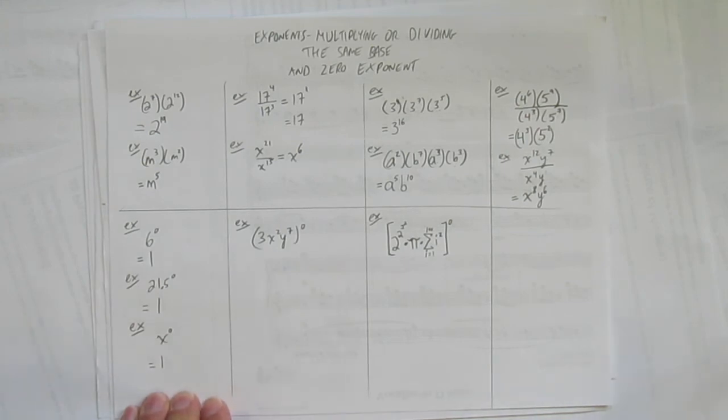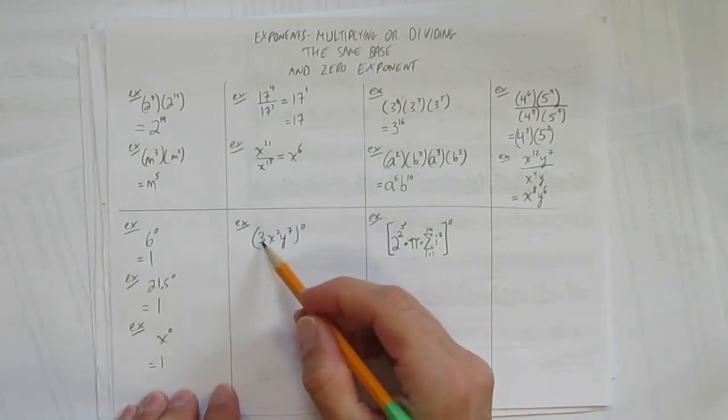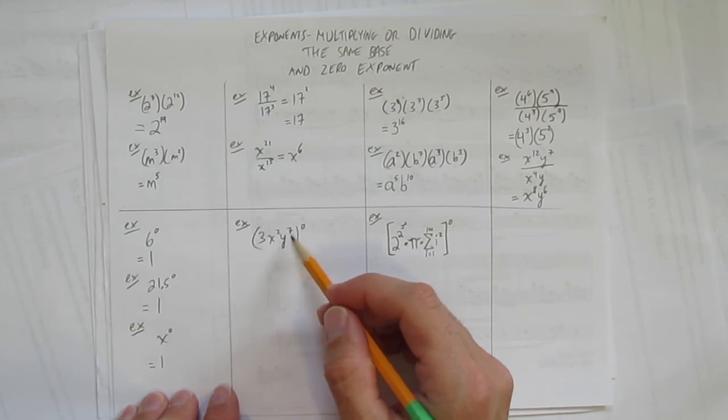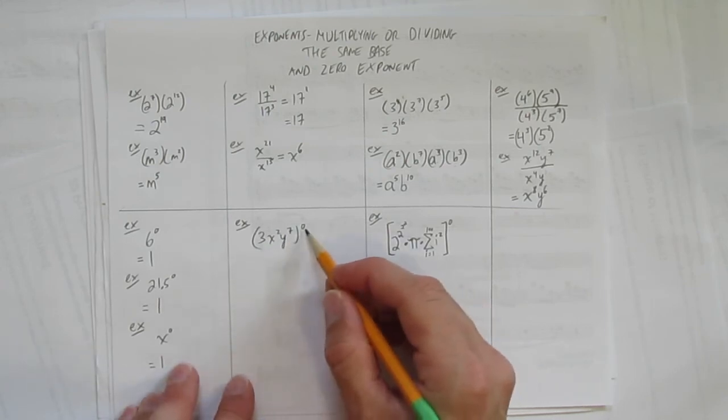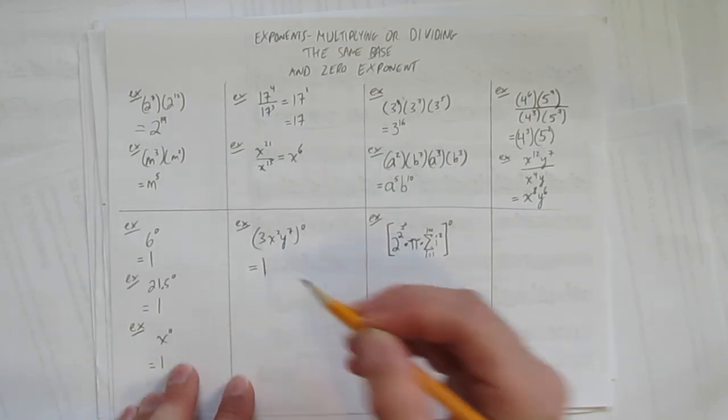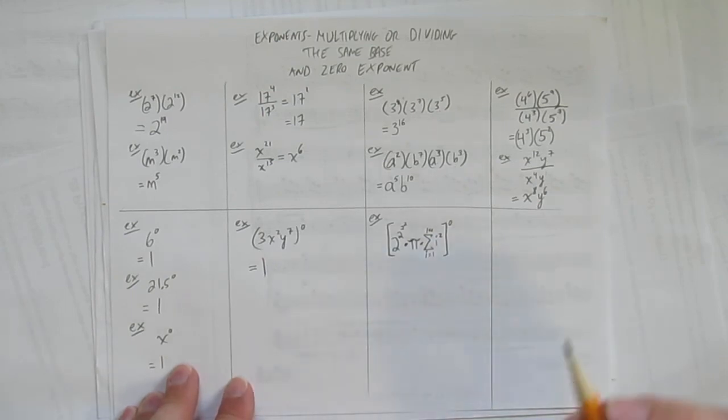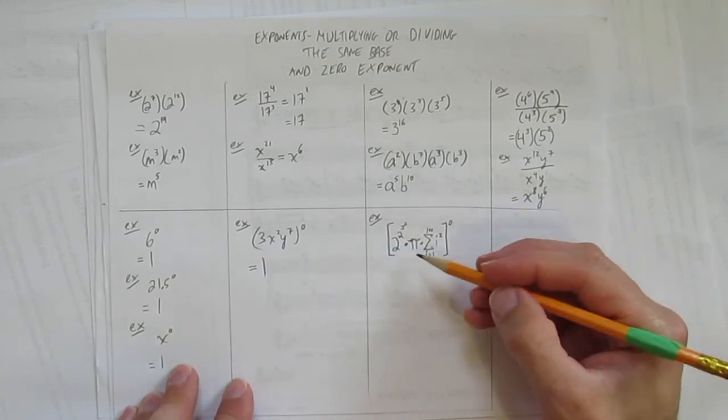That's the whole thing. Even if you have a bunch of stuff in here, like 3x squared, y to the 7, you can't do anything with that. But it doesn't matter. It's all to the power of 0. 1.